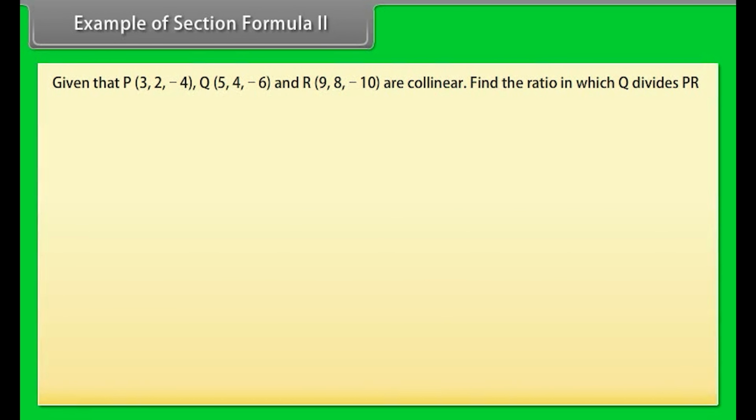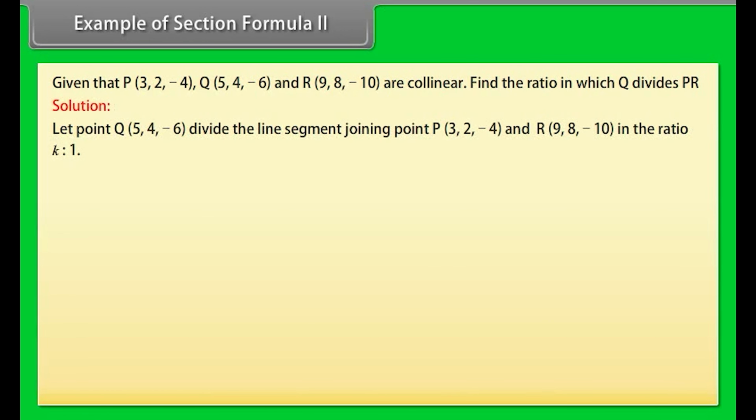Example of section formula 2. Given that P (3, 2, -4), Q (5, 4, -6) and R (9, 8, -10) are collinear, find the ratio in which Q divides PR. Solution. Let point Q (5, 4, -6) divide the line segment joining points P (3, 2, -4) and R (9, 8, -10) in the ratio K:1.